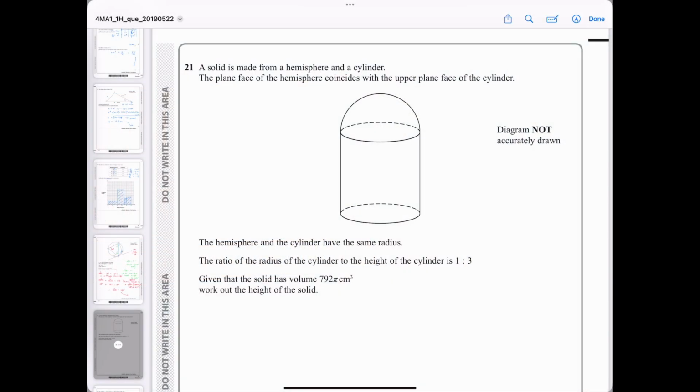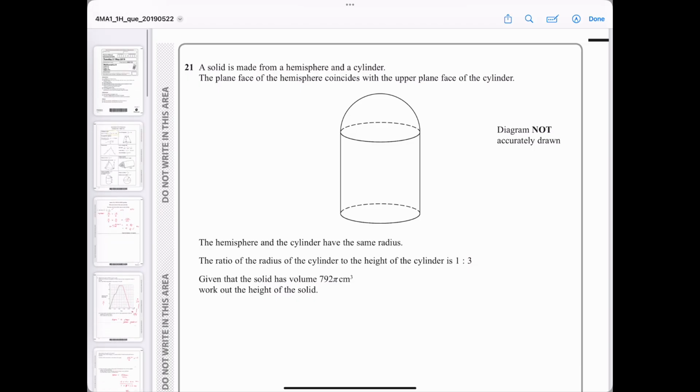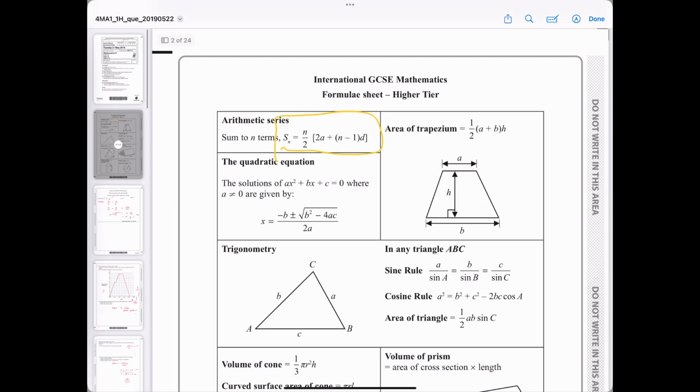So right now we have a solid made from a hemisphere and a cylinder. The plane face of the hemisphere coincides with the upper plane face of the cylinder. Okay, so we are going to need two pieces of information before we can go any further. So let's have a little look.